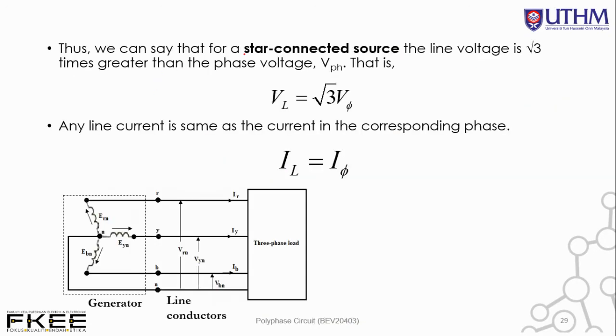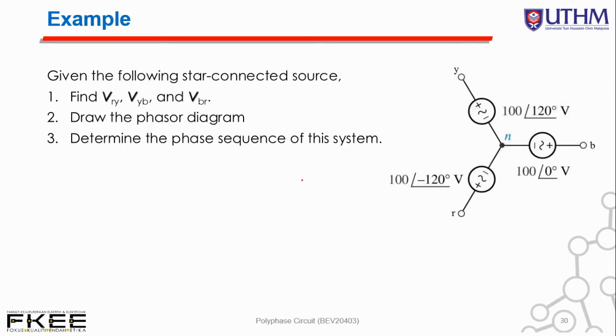So thus we can say that for a star connected source, the line voltage is square root 3 times higher or greater than the phase voltage. That is VL equal to square root 3 V phase. Any line current is the same as the current in the corresponding phase. So here line current and phase current are identical. For example, given the following star connected source, find VRY, VYB and VBR.